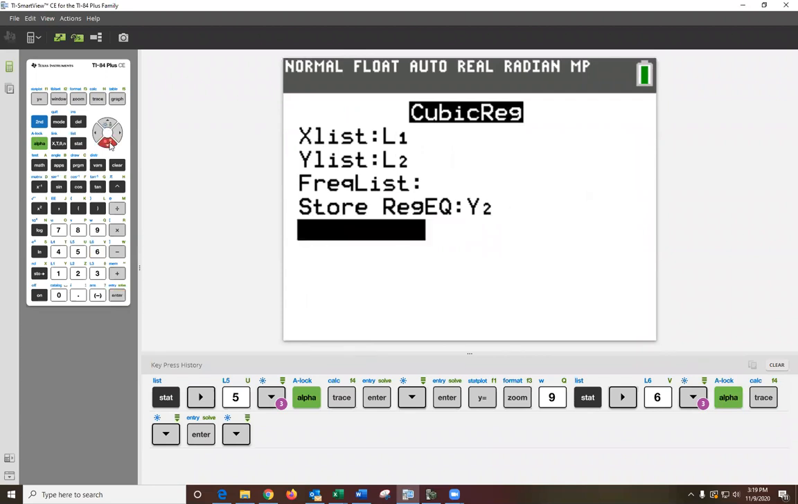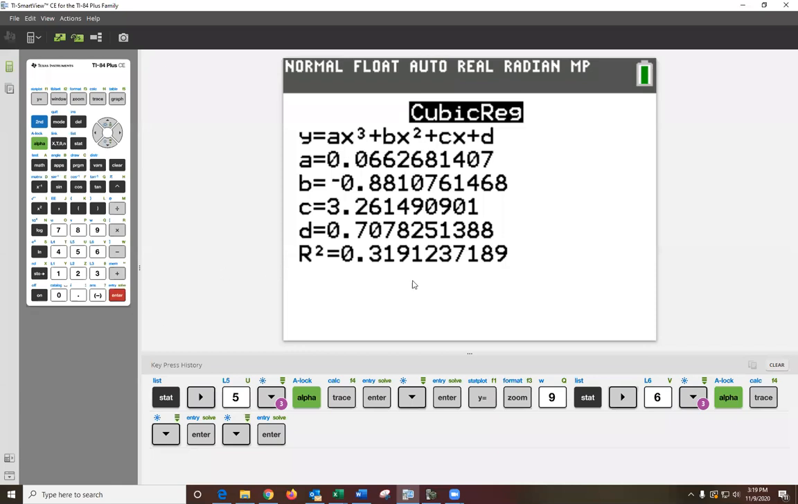Okay. So I hit enter, and the r squared value is still quite low, definitely better than the other, but very low. And the equation, the cubic function that best fits the data we entered, would be y equals a, which is 0.07x cubed. I'm rounding off to 2 decimal places again, plus b, which would be negative 0.88x squared, plus 3.26x, plus 0.71.